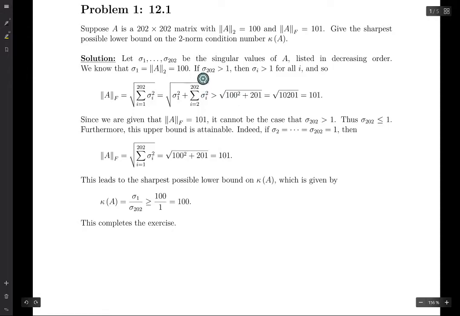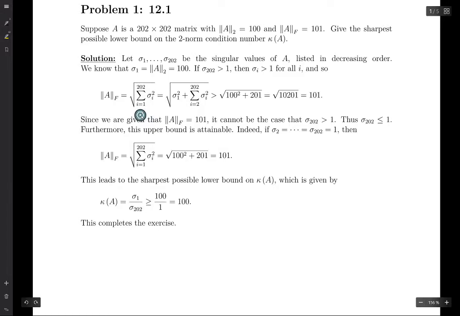So to prove this, first of all, let's suppose it were the case that sigma 202 were greater than 1. Then sigma I would have to be greater than 1 for every single I, because for each I, sigma I would be greater than or equal to sigma 202, which is strictly greater than 1. So this holds, and so we have the F norm of A is given by this thing.